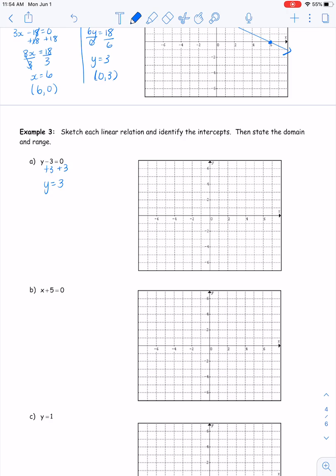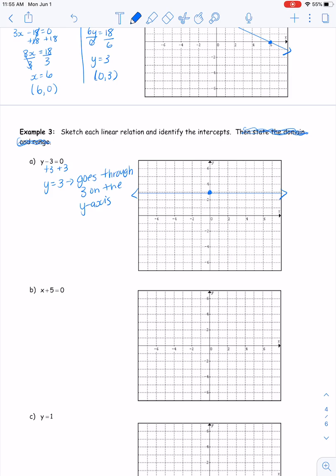Now, this might look a little bit funny, but all it is saying is that this line goes through 3 on the y-axis. So I find 3. That's the only thing I need to do. Then I draw a line through that. That's exactly what that's saying. It's not saying anything else except that it's going through 3 on the y-axis. Y equals 3. That's my only option. And you know what? We're not going to do domain and range because this is from before and we're not going to overcomplicate things.